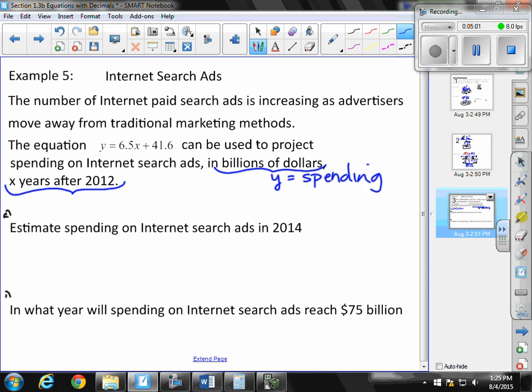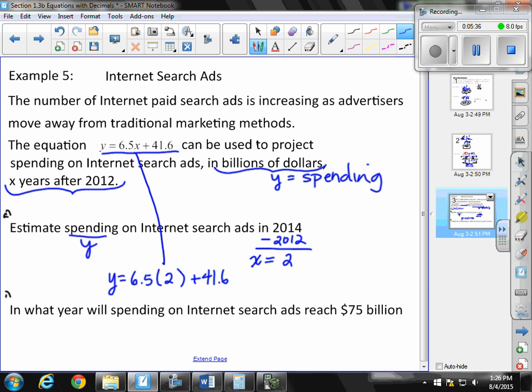If we look at part A, it asks us to estimate spending, that's our y, on internet search ads in 2014. This is going to help us find x. If we subtract 2012 from 2014, x is 2 years after 2012. So we're going to use our original equation, y equals 6.5x plus 41.6, but instead of x, we're going to substitute in 2. So there's our equation.